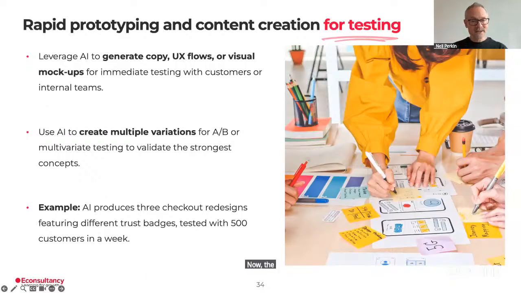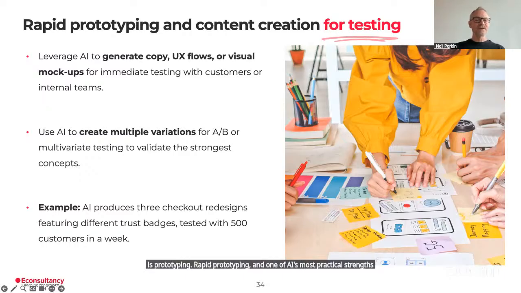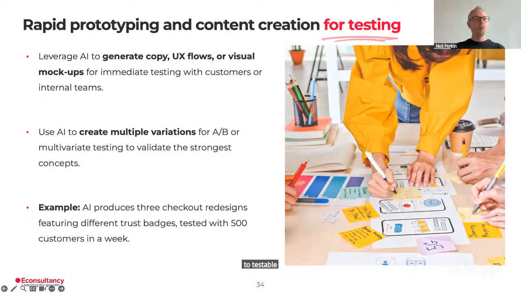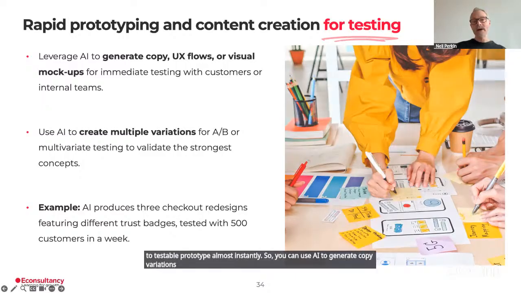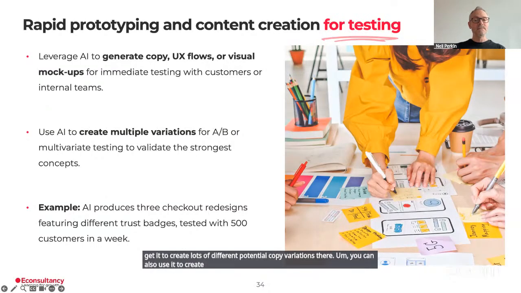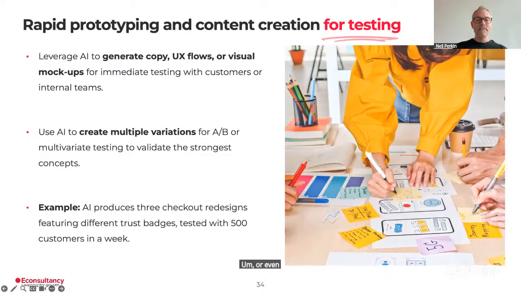Now, the final piece in this jigsaw, if you like, or the final piece in this section is prototyping, rapid prototyping. And one of AI's most practical strengths is, of course, in helping teams to move from idea to testable prototype almost instantly. So you can use AI to generate copy variations for an email or a landing page, for example. You can get it to create lots of different potential copy variations there. You can also use it to create wireframes and mock-ups of a new user flow. There are tools that you can use to do this, specific tools like Lovable and so on. Or even produce multiple design options for a checkout experience, for example.